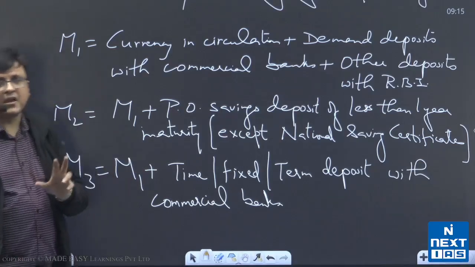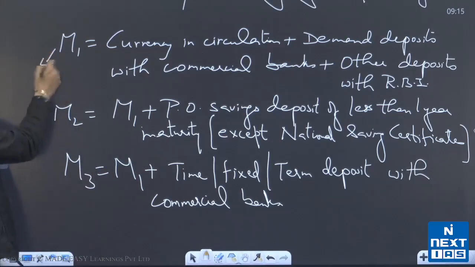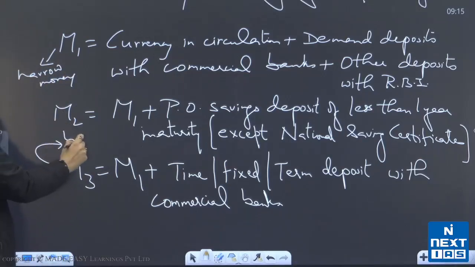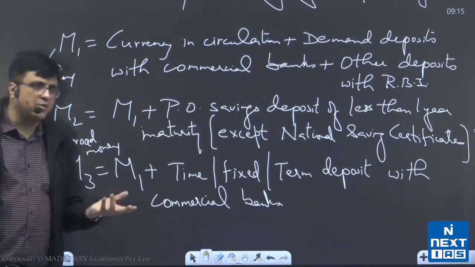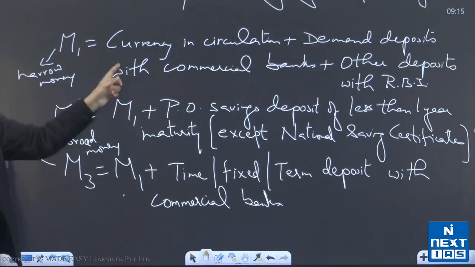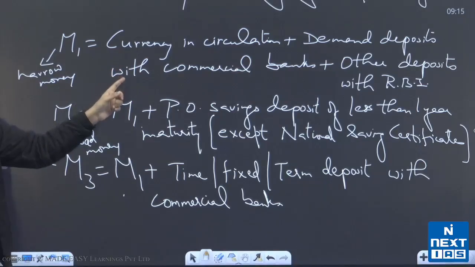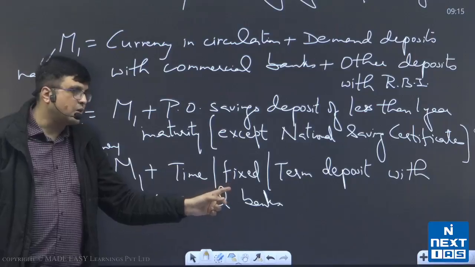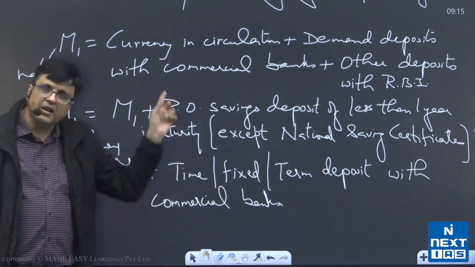अब यहाँ एक और बात का ख्याल रखोगे, M1 was also called narrow money because of its narrow definition of money. And M3 was called broad money. All right, narrow money and broad money. I'm sure you are also understanding that M3 is lesser liquid than M1, isn't it? Because you cannot convert fixed deposit into currency immediately. So M3's liquidity is lesser than M1.